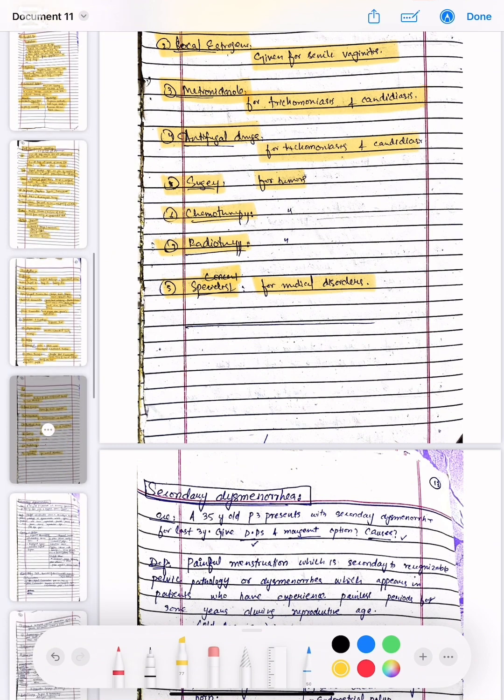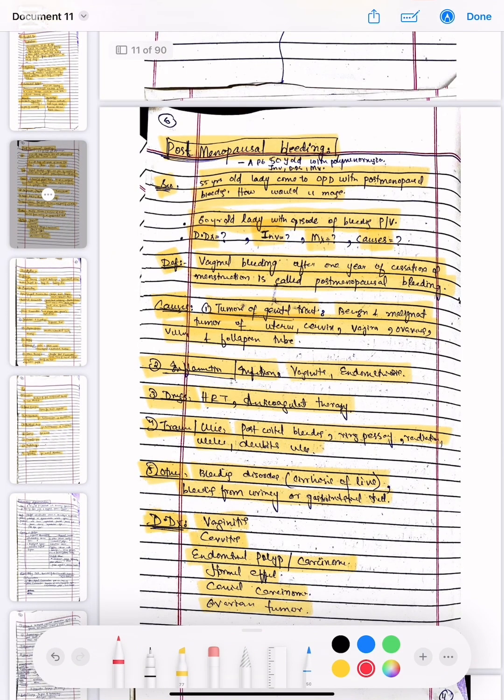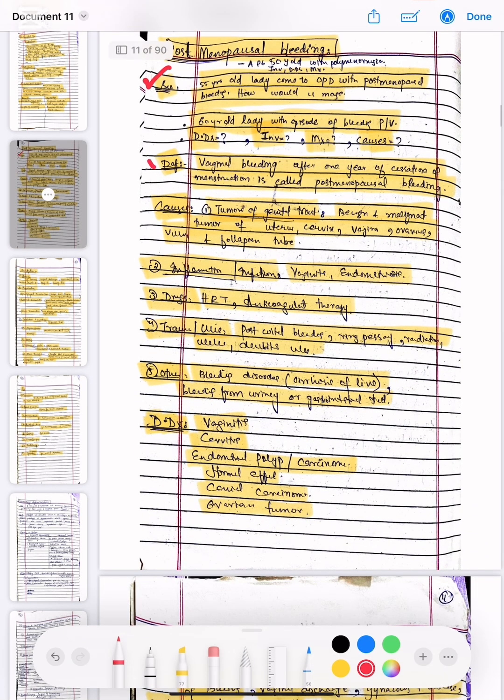So we have discussed the topic postmenopausal bleeding, in which we first discussed the scenario of a 55-year-old lady who came to OPD with postmenopausal bleeding. Then we discussed the definition, that it is vaginal bleeding after 1 year of cessation of menstruation. Then the causes, which are tumors of the genital tract, inflammation or infections, drugs, trauma, and others.